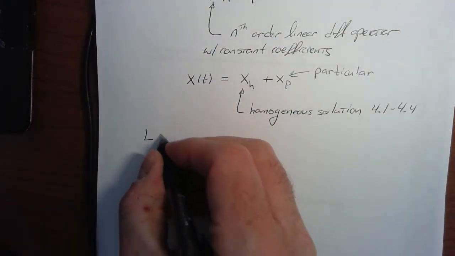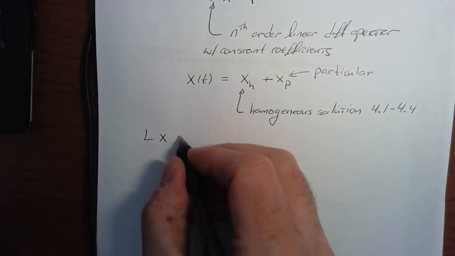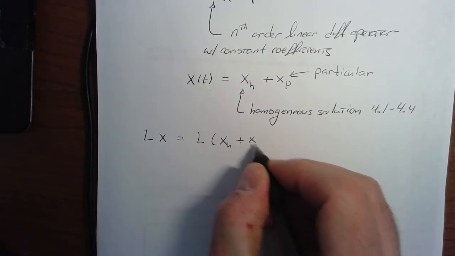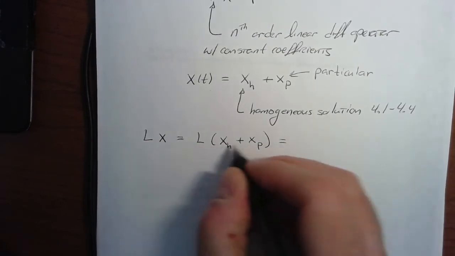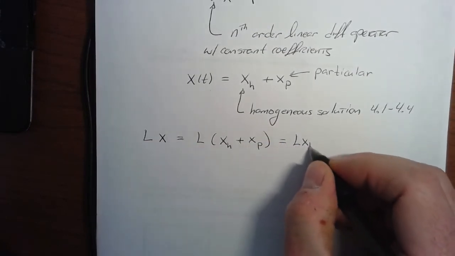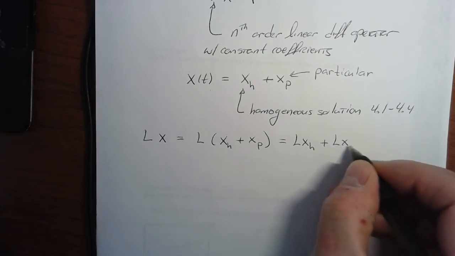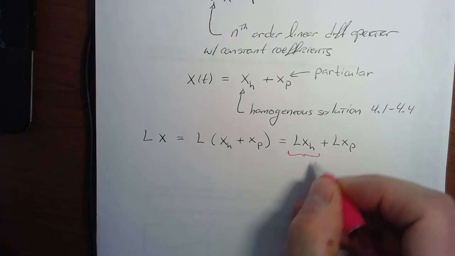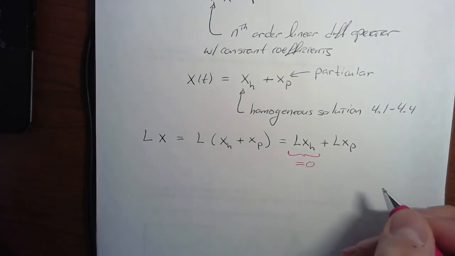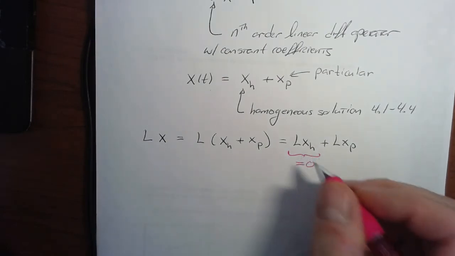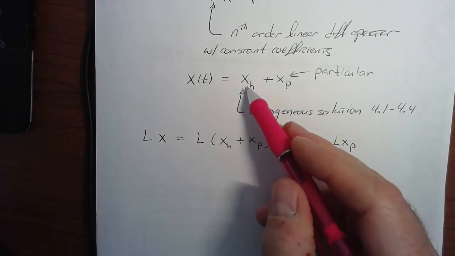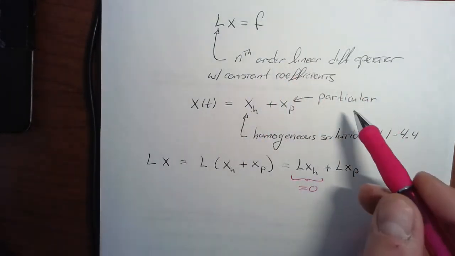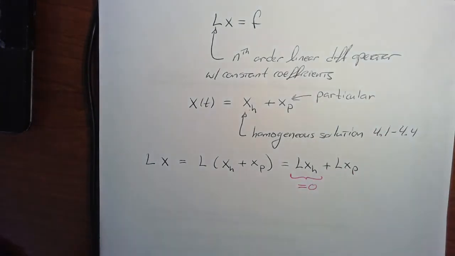Now what happens when I plug in x? Well, this is L on x sub h plus x sub p. This is a linear transformation, so I can distribute it over the sum. And by definition, the homogeneous solution equals 0. So you might ask, why do we even need this? This is not a homogeneous equation. So let's go back physically to what's happening.